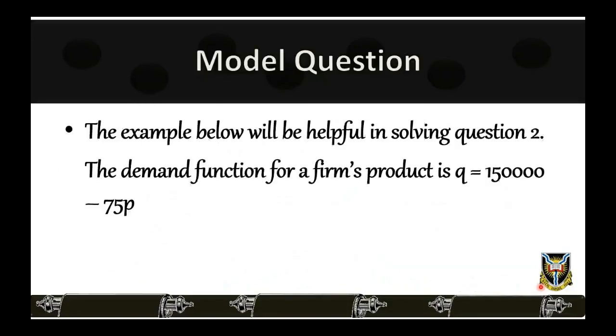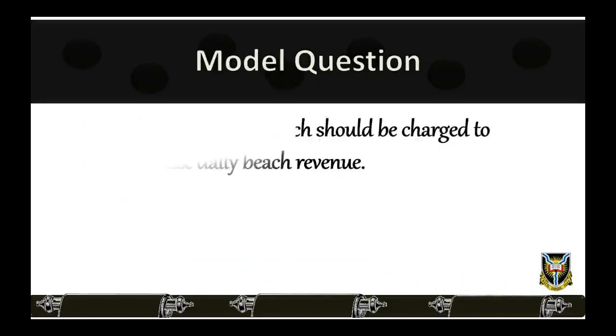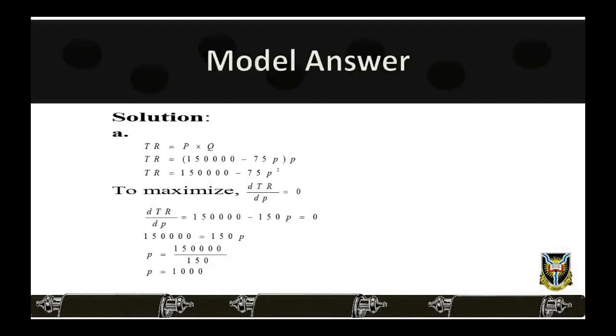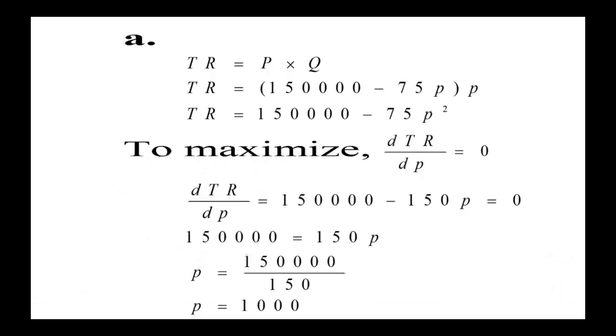The example below will be helpful in solving question 2. The demand function for a firm's product is Q equals 150,000 minus 75P. A. Determine the price which should be charged to maximize total revenue. B. What is the maximum revenue expected to be? C. How many units are expected? TR equals (150,000 minus 75P) times P.